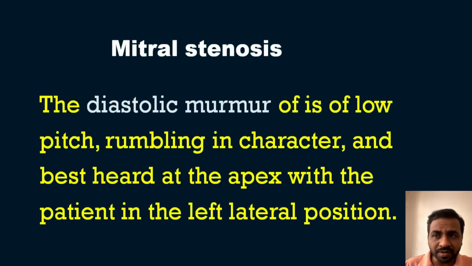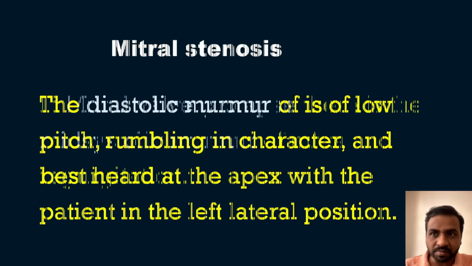Then another option was mitral stenosis. In mitral stenosis, there will be a diastolic murmur, and it is of low pitch, rumbling in character, and it is best heard at the apex of the heart with the patient in the left lateral position. So if the patient has mitral stenosis, the typical murmur is the diastolic murmur, and the position is at the apex of the heart, with the patient positioned in the left lateral position. So that is the mitral stenosis murmur.